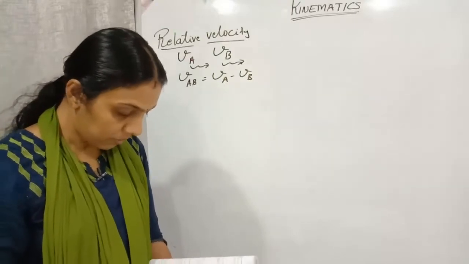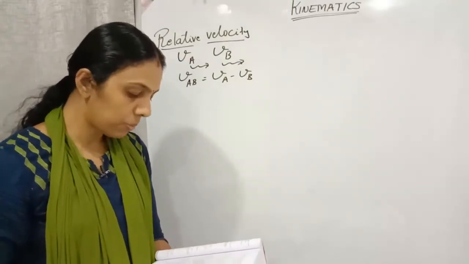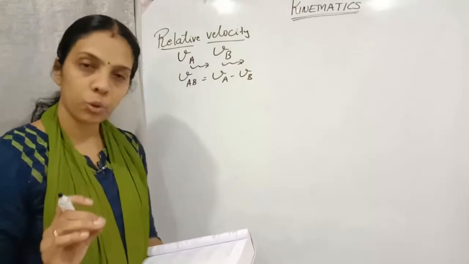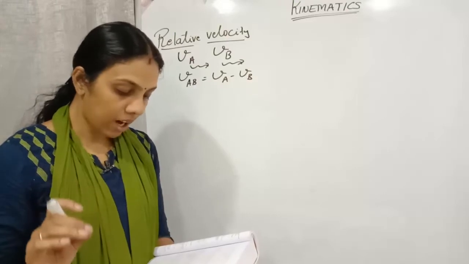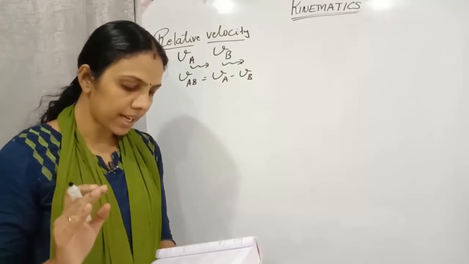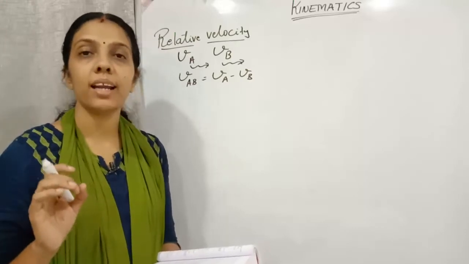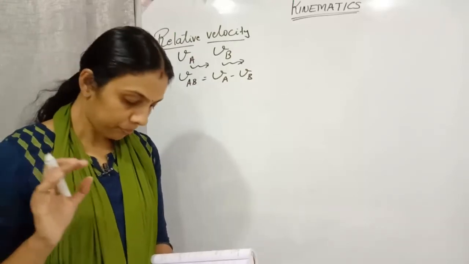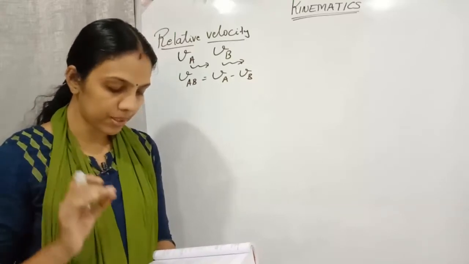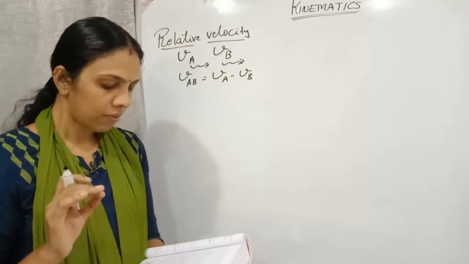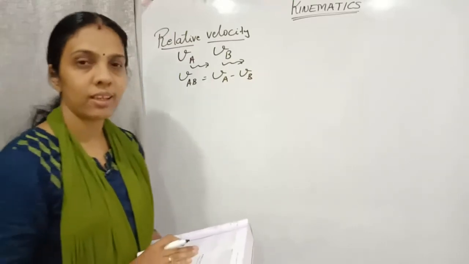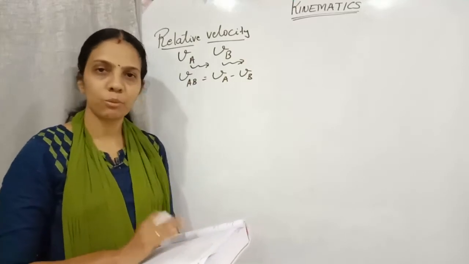A police van moving on a highway with a speed of 30 km per hour fires a bullet at a thief's car which is speeding away in the same direction with a speed of 190 km per hour. If the muzzle speed of the bullet is 150 meter per second, find the speed of the bullet with respect to the thief's car. This is an NCERT question actually. Your NCERT textbook has this same question.